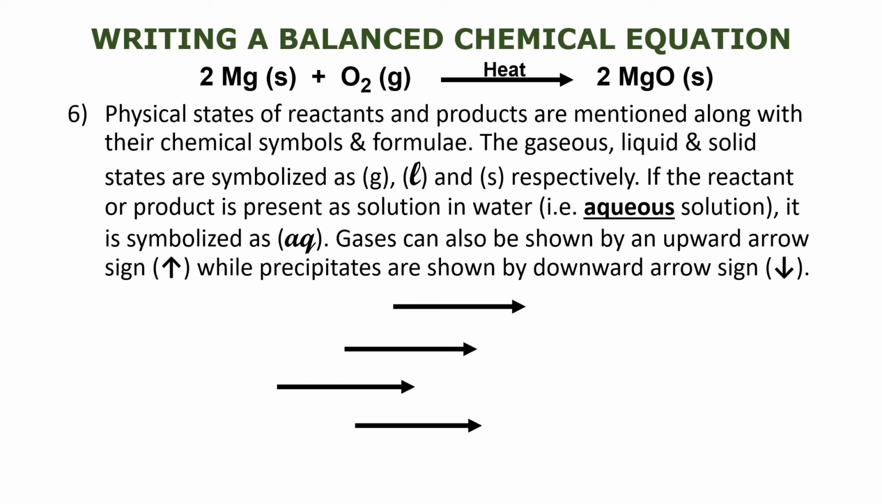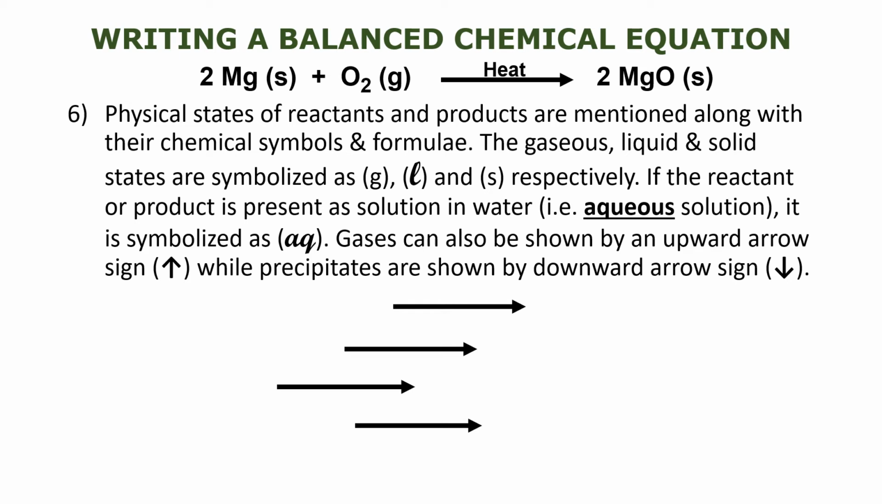As you can see in the equation on the top, the burning of magnesium ribbon in air, I have written the magnesium is in the solid state, oxygen is in the gaseous state, and the MgO, the magnesium oxide powder, will be obtained in the solid state. Now, going on, if the reactant or product is present as a solution in water, okay, that means the reactant or product is mixed in water or dissolved in water, it is symbolized as AQ.